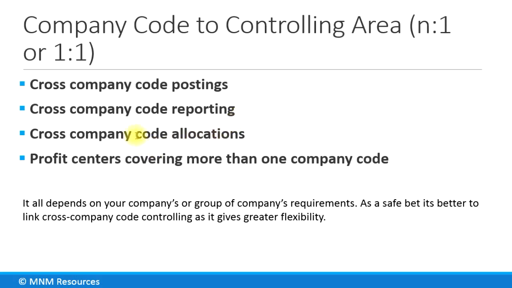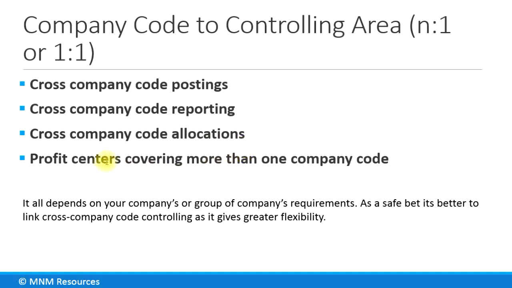You also have the option of cross company code allocation. This is where you allocate one cost from one cost center to another cost center of a different company code. This can also be between internal orders, cost centers, COPA segments, or any other type of CO object allocation methods.